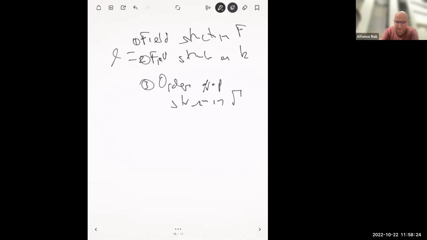So capital L has all possible relations between those three objects. What do I mean by all possible relations? Well, of course, the function that evaluates the field, and of course the specialization function from F into K.